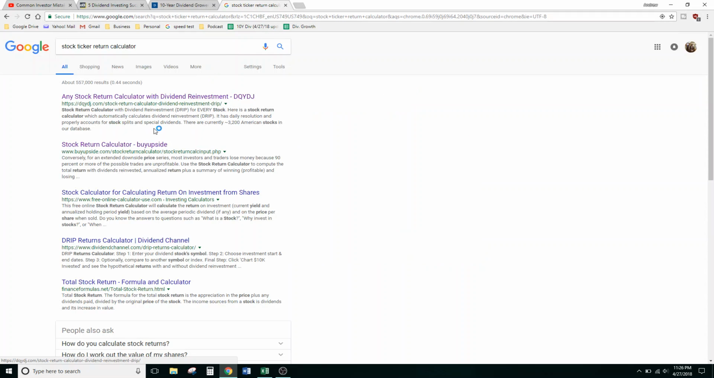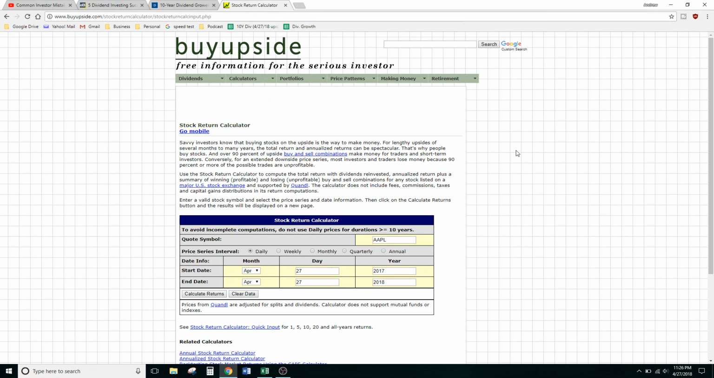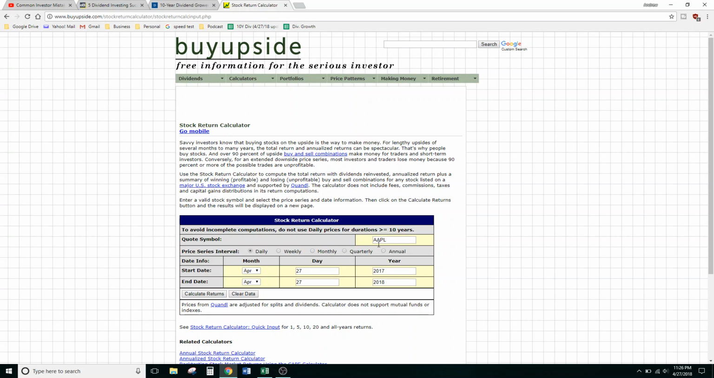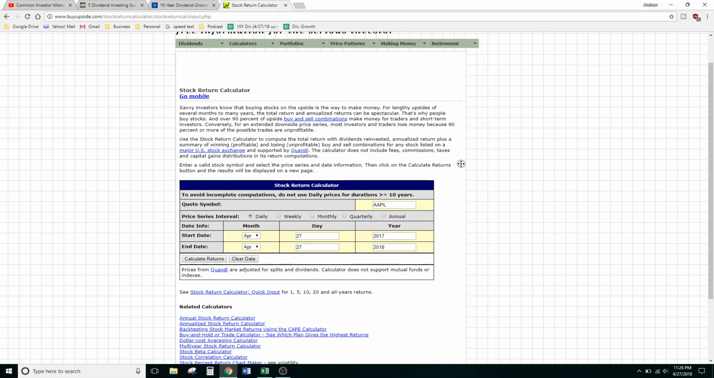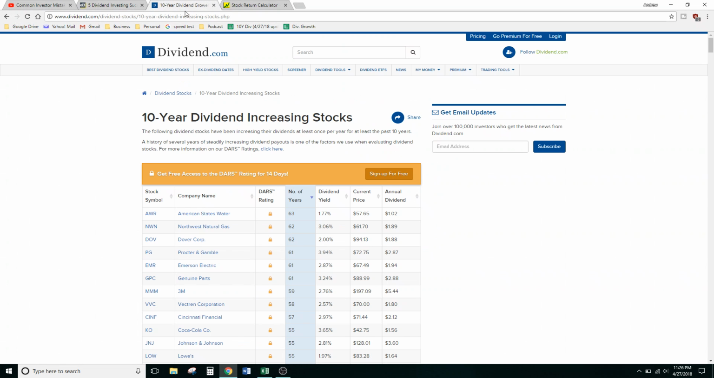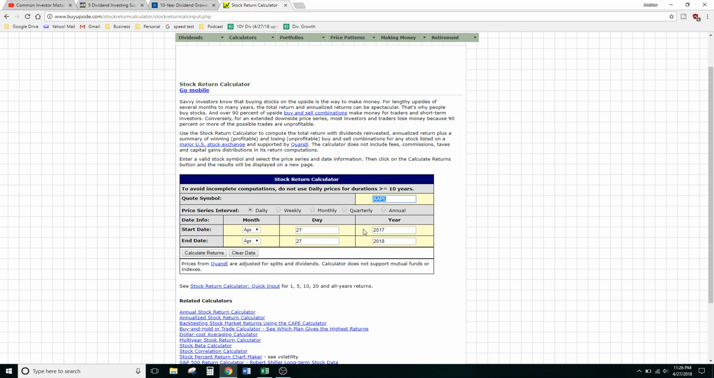Let's do one of these. This is a super cool tool. I'll link it up in the description as well. But you can use it to see if you held the stock and reinvested the dividends, how much money would you have had? So let's take one of these at random. Let's take the top one. They've been growing for 63 years. AWR.